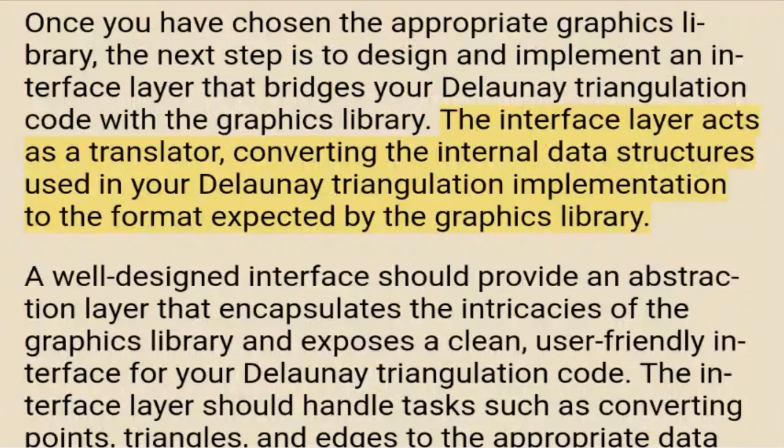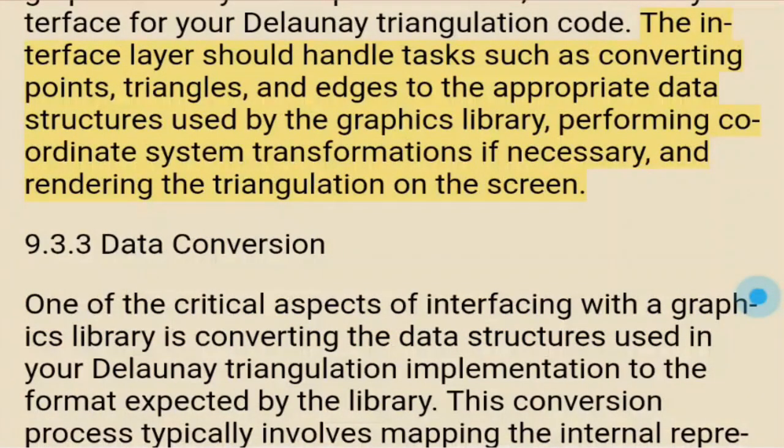The interface layer acts as a translator, converting the internal data structures used in your Delaunay Triangulation implementation to the format expected by the graphics library. A well-designed interface should provide an abstraction layer that encapsulates the intricacies of the graphics library and exposes a clean, user-friendly interface for your Delaunay Triangulation code. The interface layer should handle tasks such as converting points, triangles, and edges to the appropriate data structures used by the graphics library, performing coordinate system transformations if necessary, and rendering the triangulation on the screen.